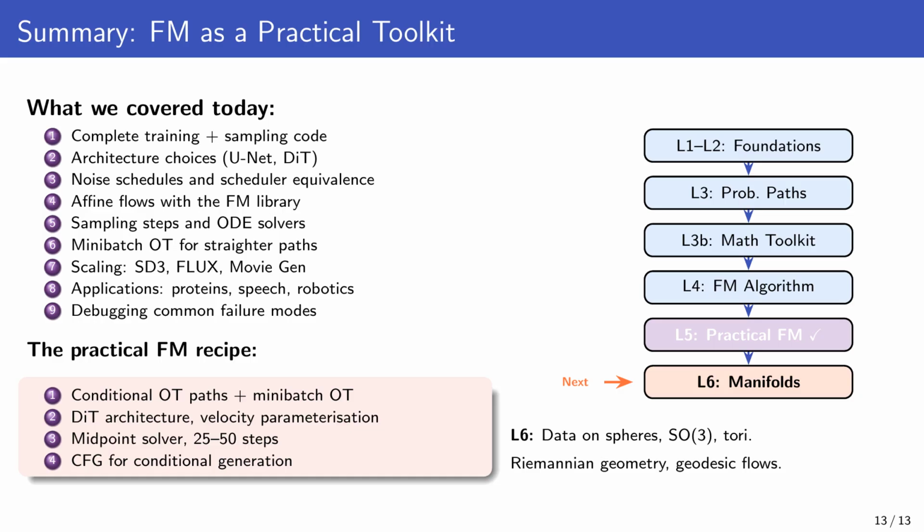Many important data types, protein backbones, molecular conformations, data on the surface of the Earth, live on curved spaces where straight lines do not exist. We will need a gentle introduction to Riemannian geometry and will develop geodesic conditional flows as the natural analog of our linear paths. Our running example will be flow matching on the 2-sphere, the manifold analog of our 2Moons dataset.